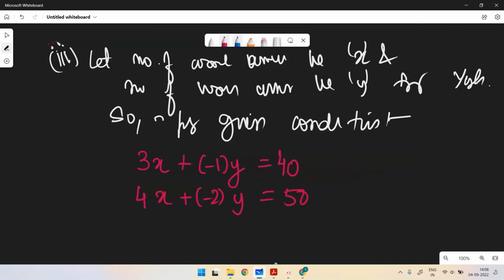Let's suppose this is my first equation and this is my second equation. Now you can directly see that this is minus 1 and this is minus 2.